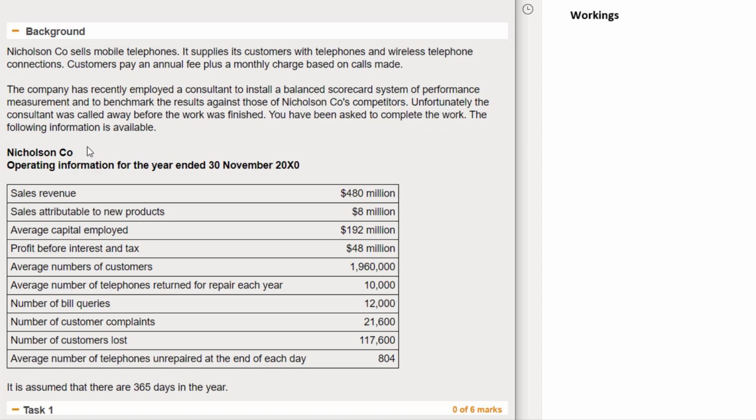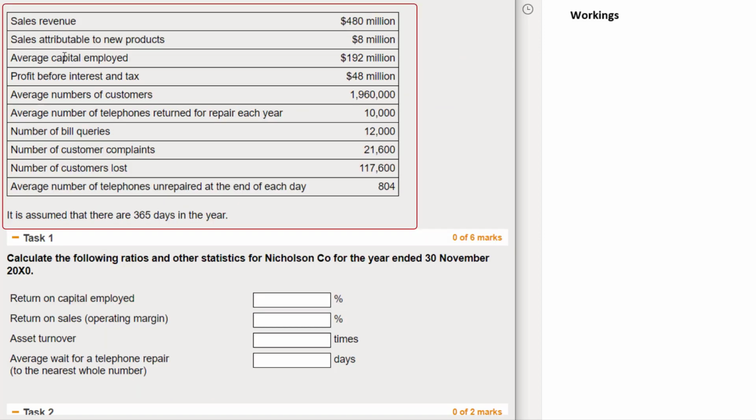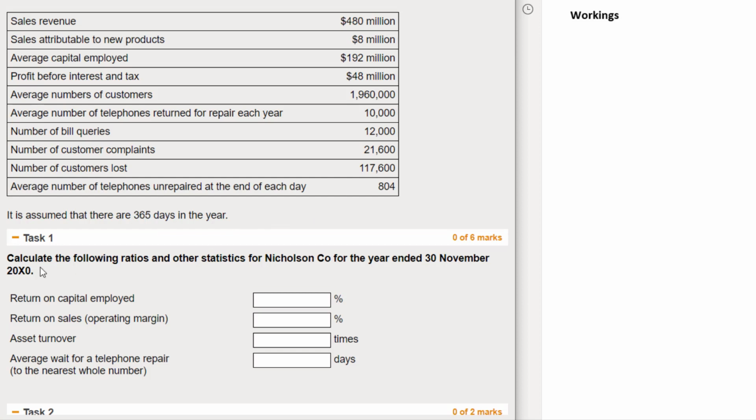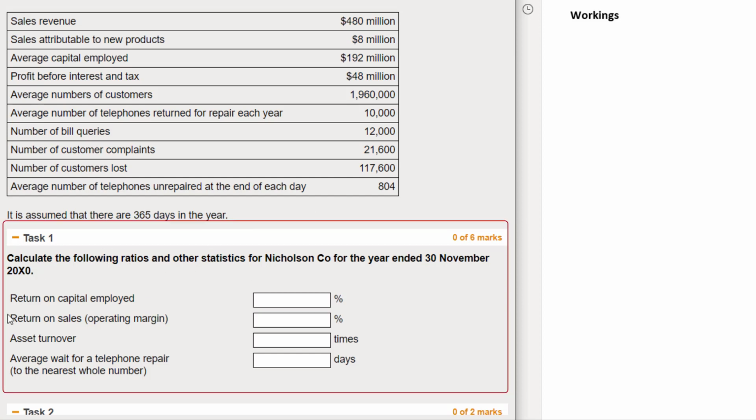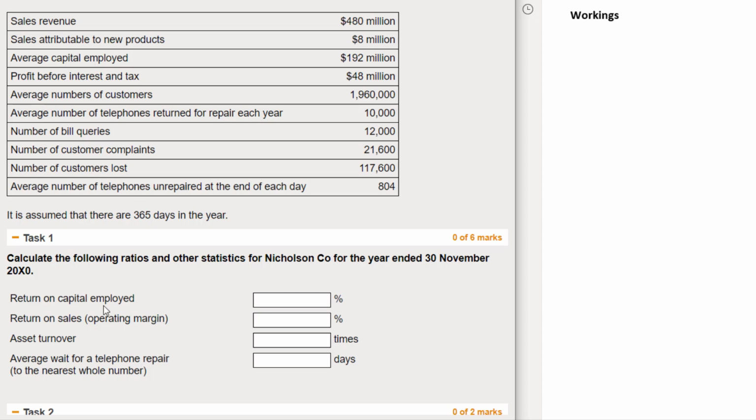And we're given some information. Here's the information, lots of different data on different things. I'm just skimming my eye down it so that I can see what's here. There are 365 days in the year. Thank you for telling me that. Task 1 then, we've got to calculate some ratios. ROCE, return on sales, which is the operating margin, asset turnover, and then average wait for a telephone repair to the nearest whole number. So some of these are going to be formula based.